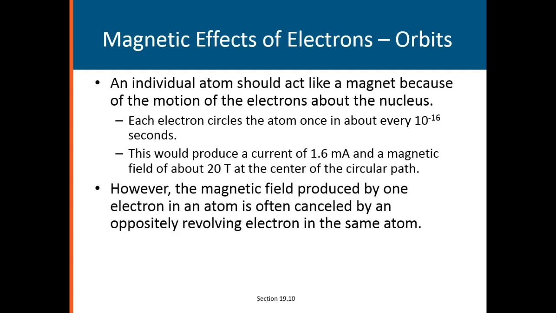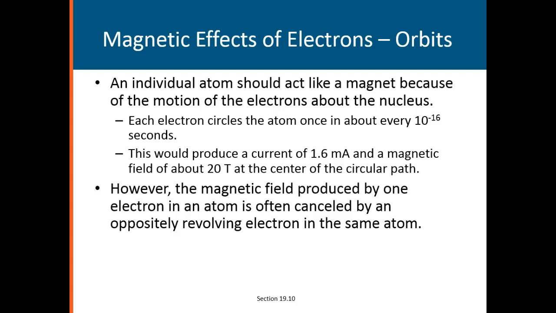Each electron circles the atom once about every 10 to the minus 16 seconds. That's flying, folks. That's going really, really fast. Of course, it's not going very far because atoms are quite small, but it's still going at an incredibly high rate of speed. That would produce a current of 1.6 milliamps and a magnetic field of about 20 Tesla at the center of the circular path. Every electron would do that. Guess what? They don't. Why?